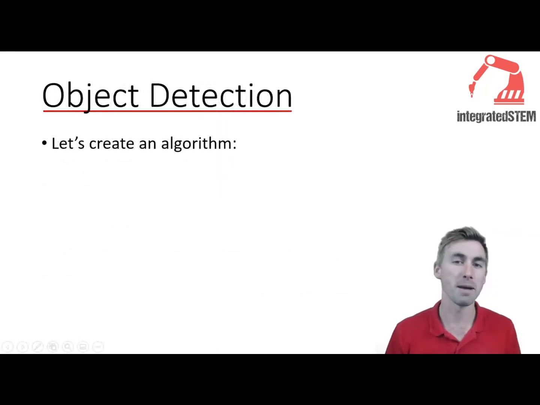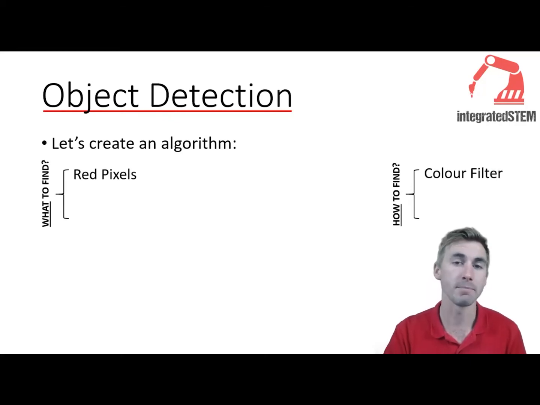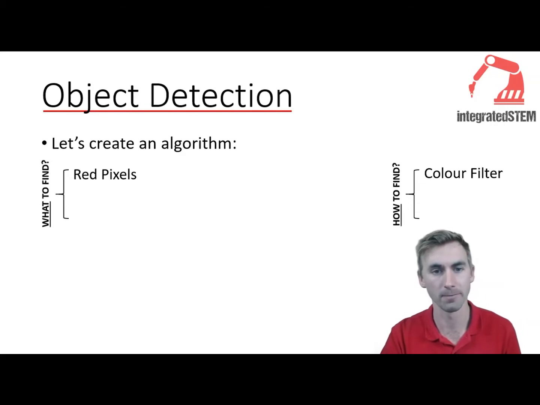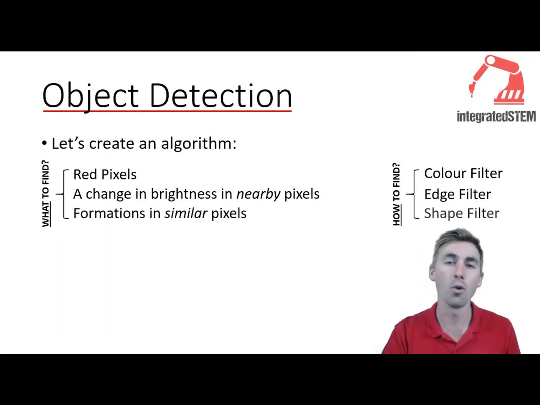So now we know about machine vision, let's actually build our very own object detection algorithm. Now, if you remember, we have to tell the computer what to find and how to find it. And essentially that is our algorithm. Now, what to find could be looking for red pixels, and we'd tell the computer to apply a color filter to do so. Otherwise, we could look for a change in brightness in nearby pixels, which is an edge filter, or we could tell it to find formation of similar pixels, which is a shape filter.